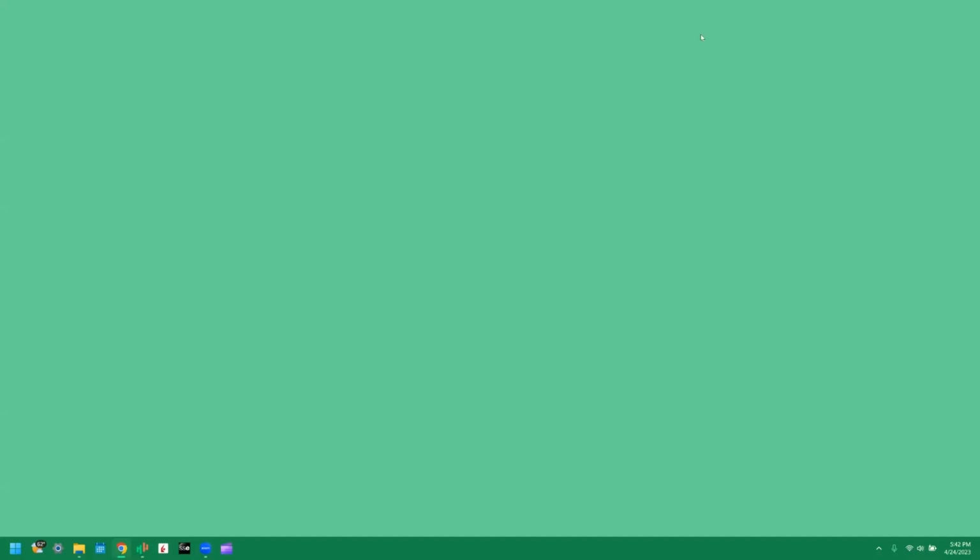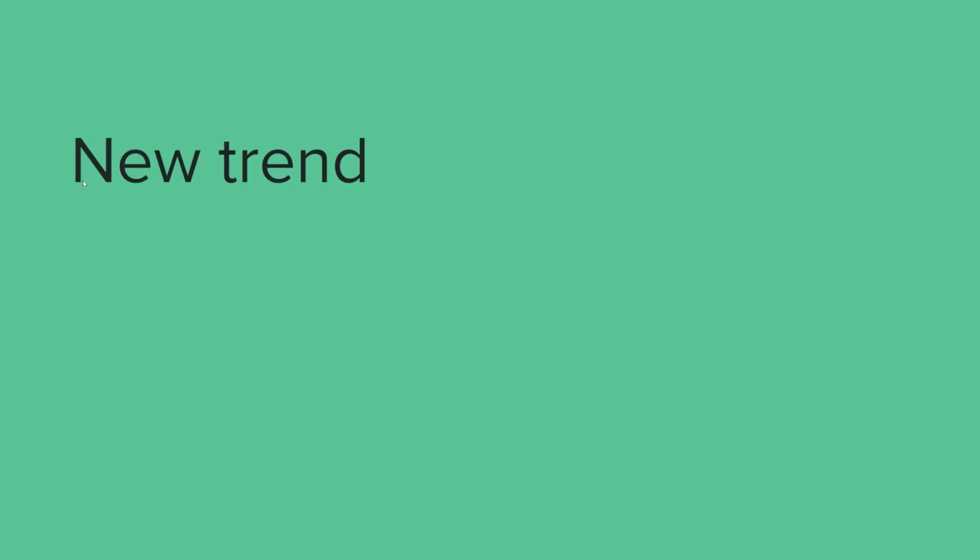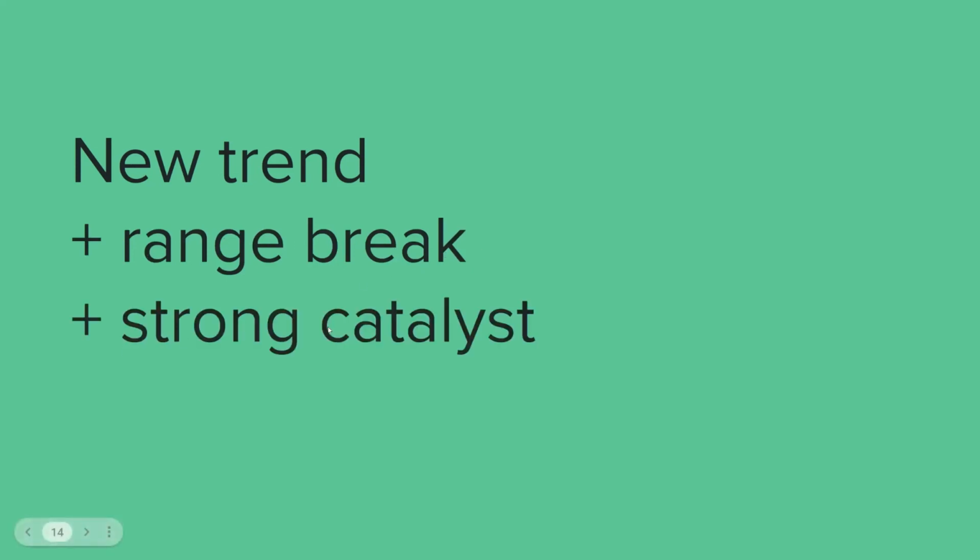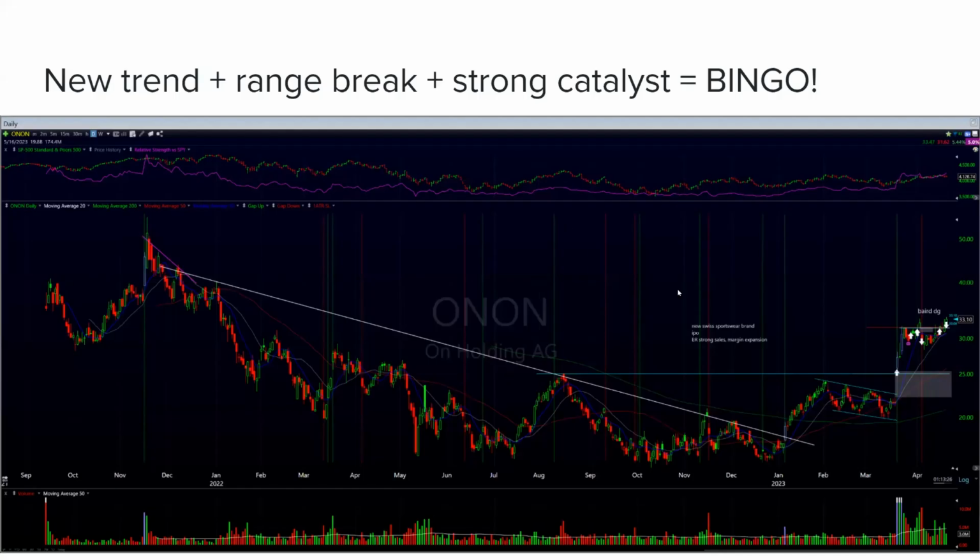So to summarize the three criteria that I use to determine if a stock is an earnings winner or not, the first is the stock needs to be in a new uptrend. The stock needs to break its range, and the stock needs to have a strong catalyst. Now, if these three criteria are met, then bingo, I add that stock to my earnings winners list. Let's see a recent example of this.